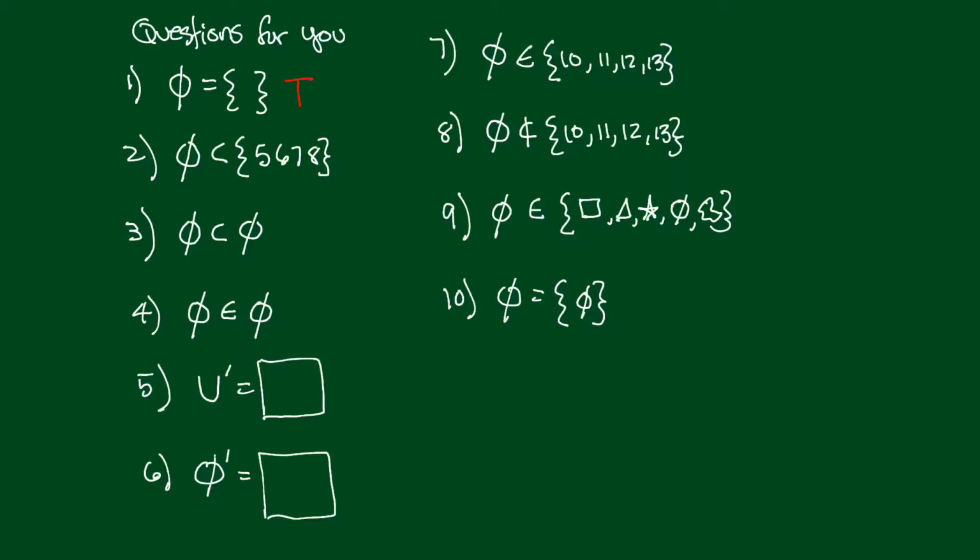For the second one, this says the empty set is a subset of this set right here. Well, we just proved a few minutes ago that the empty set is a subset of every set, so this is true. That was maybe that kind of baffling proof that we made by contradiction, but the empty set is a subset of every set, particularly it's a subset of this one.